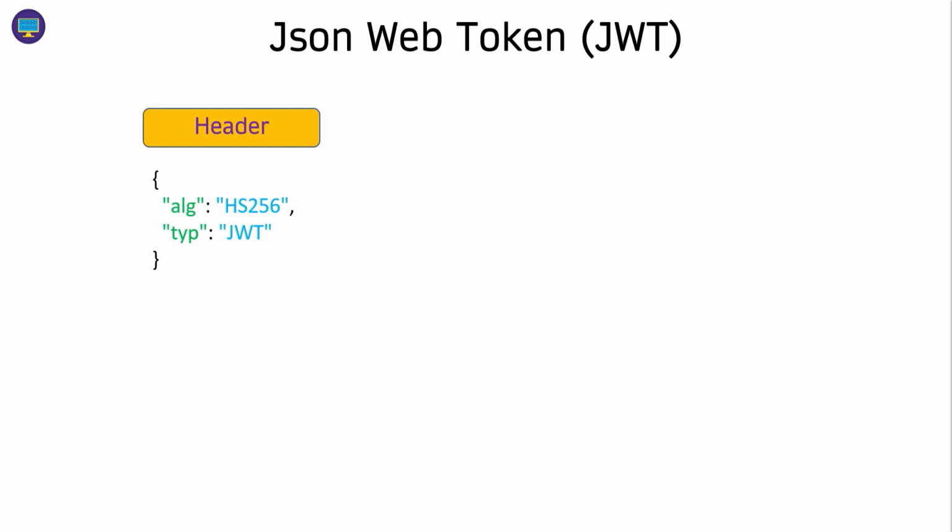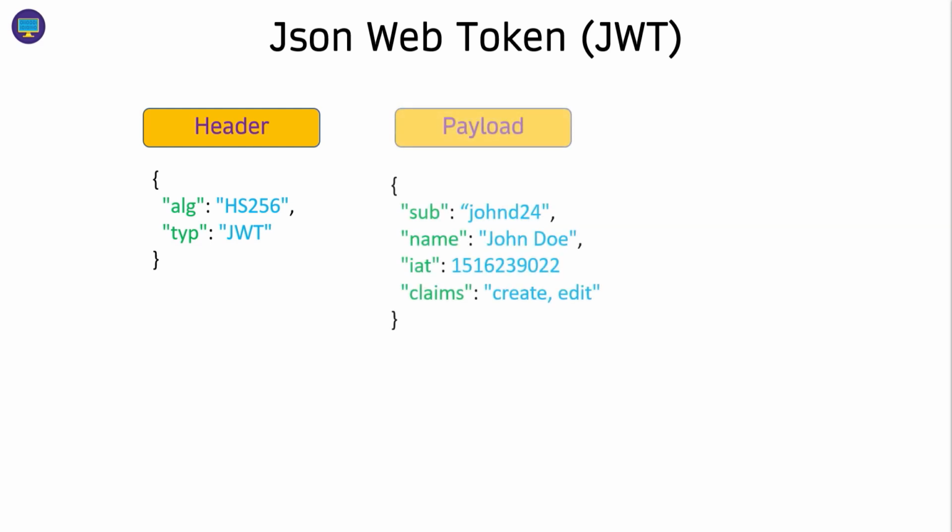The second part is going to be the payload, and that's where all the user or the subject information is going to be, things like the time the token was issued, some other claims or permissions or authorities that the user has, and maybe the name of the user and the actual username. In this case it is John D24. So that's going to be the payload.